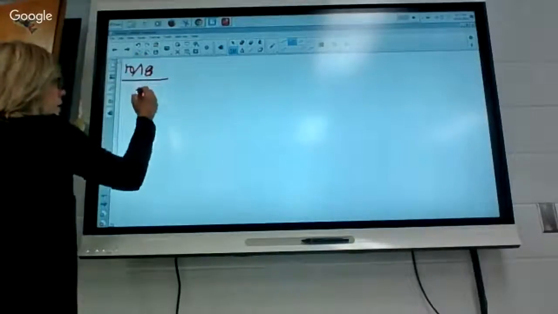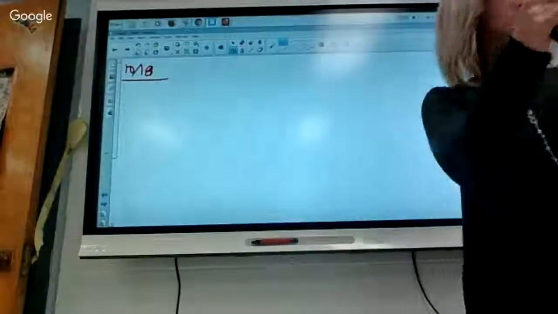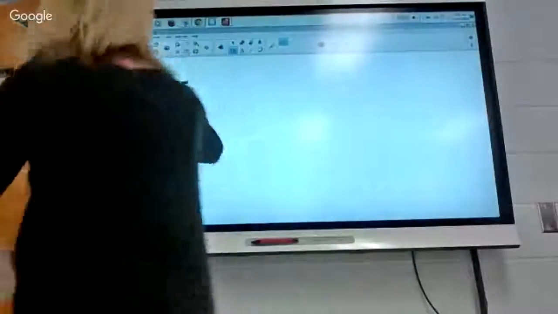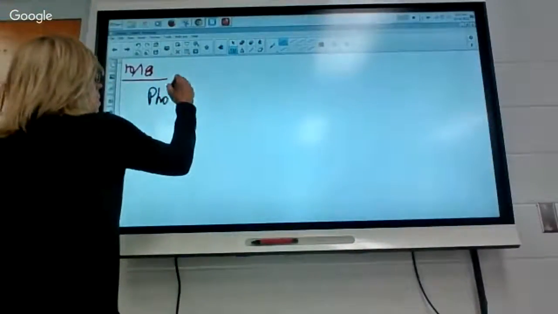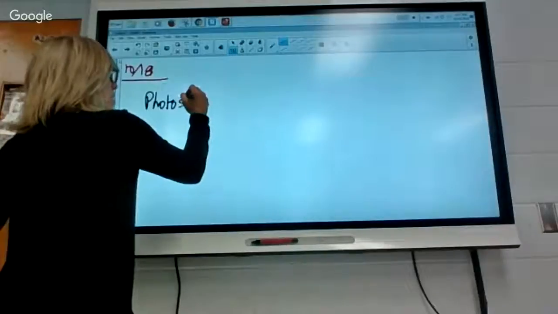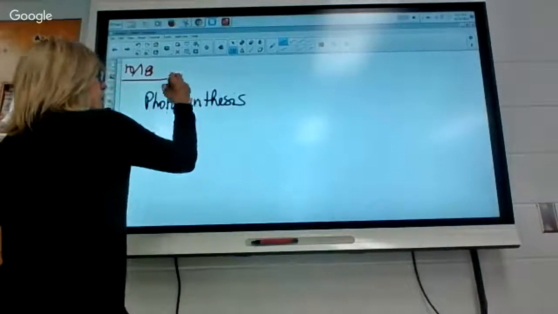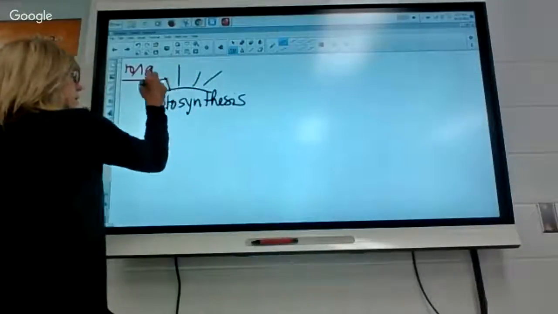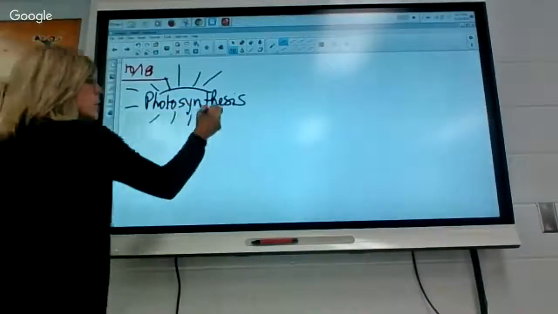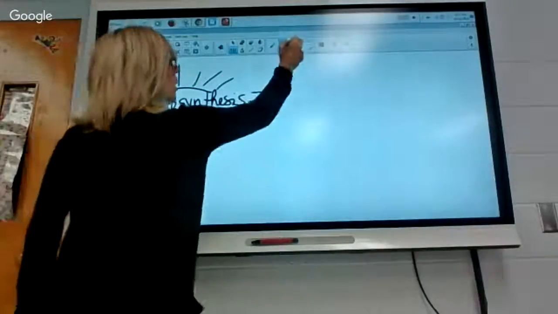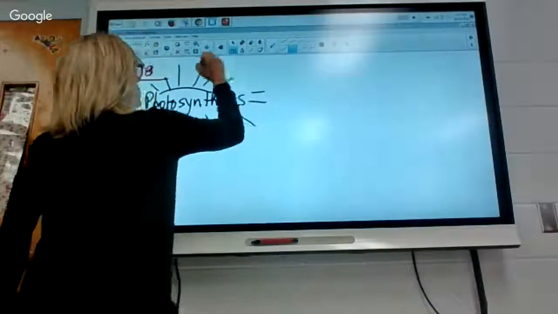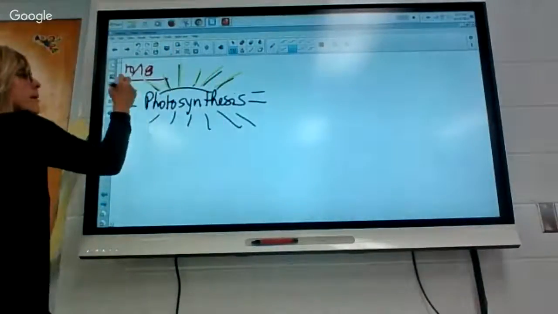18. All right, so photosynthesis. So take your yellow, and we're going to highlight the word photosynthesis. So you see that one up there, and it already has kind of the little rays. We just don't color the sun, right? Just this for now. Yeah, I color the word.